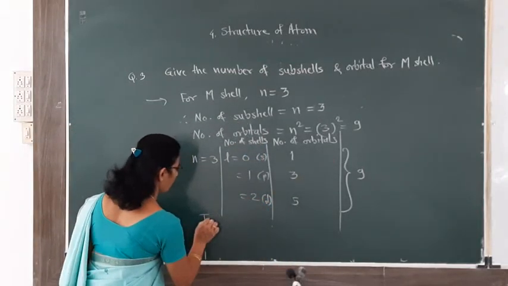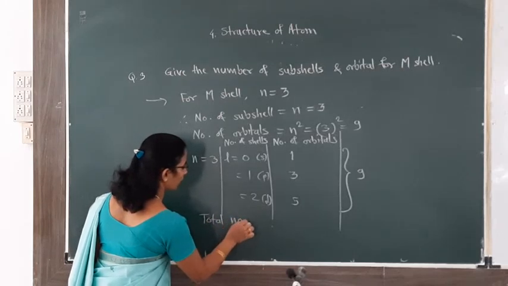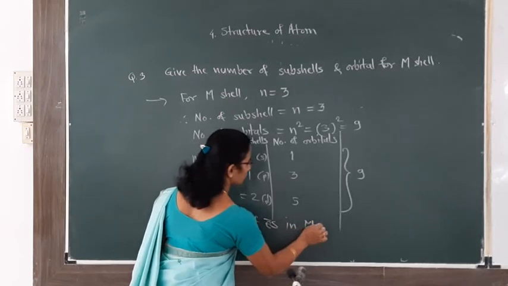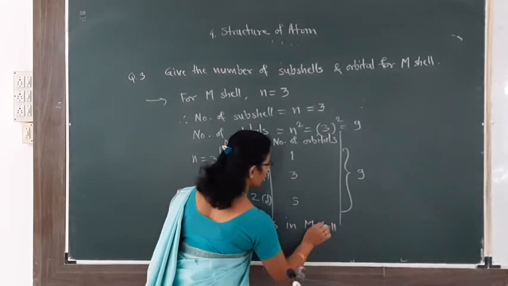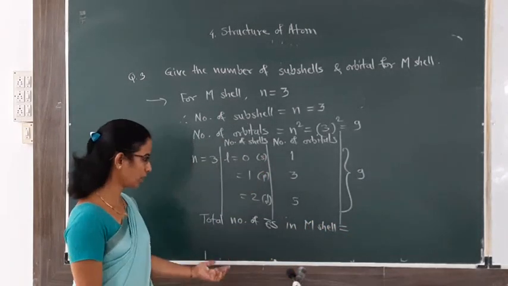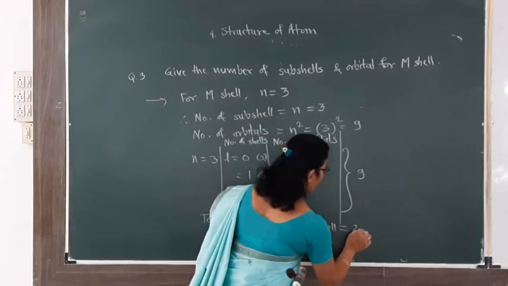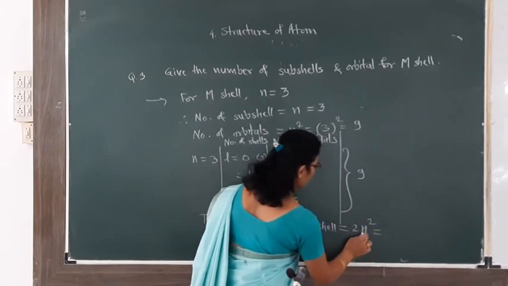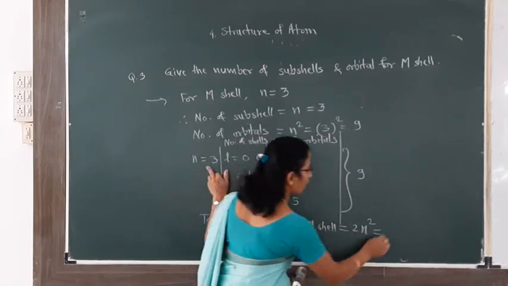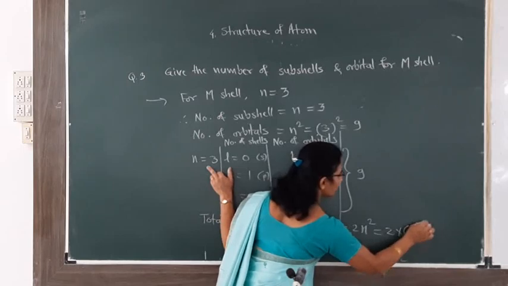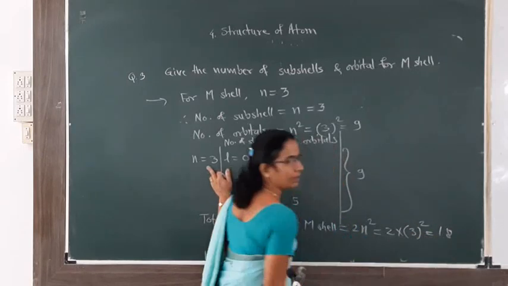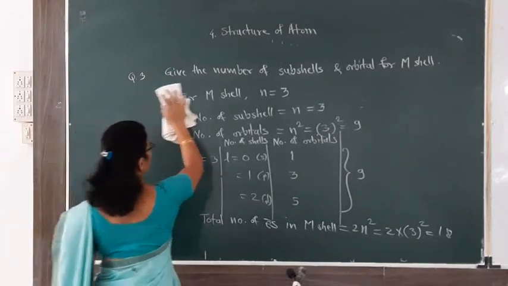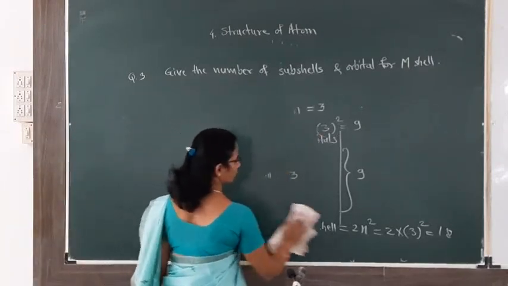Similarly, you can also count the total number of electrons in this M shell. In MCQ type questions, such questions are asked. Again, the total number of electrons is given with the help of this formula, that is 2n square. Here n is equal to 3, and therefore 2 into 3 square, that is equal to 18. Okay. Now again, I will give you one more question.